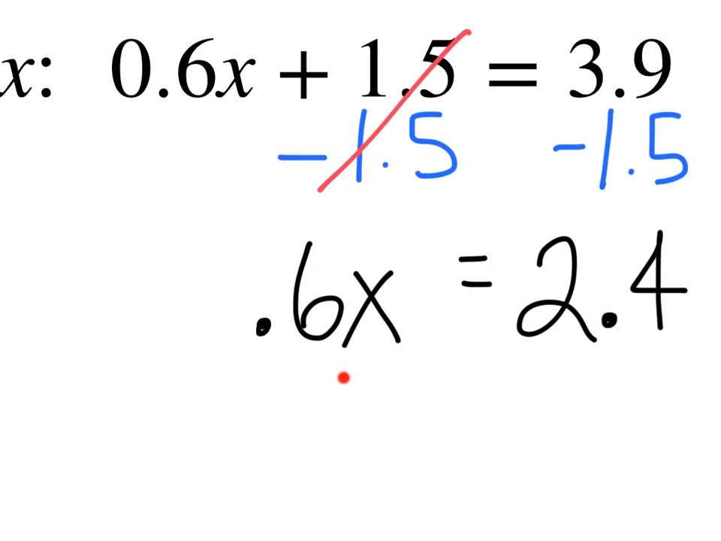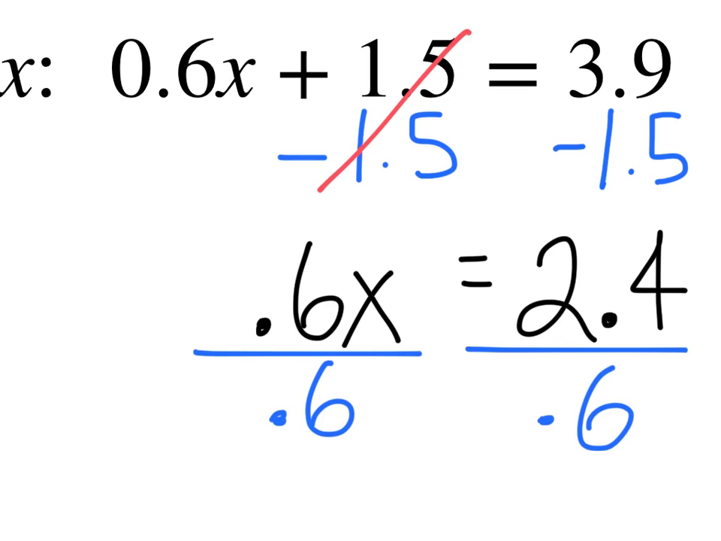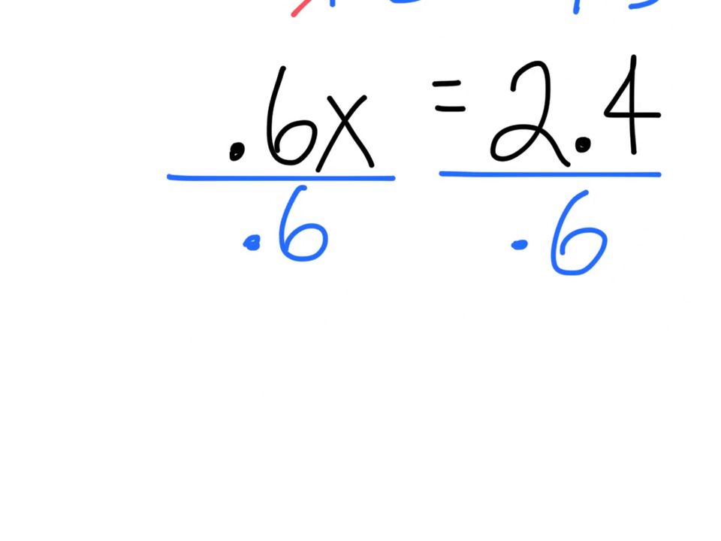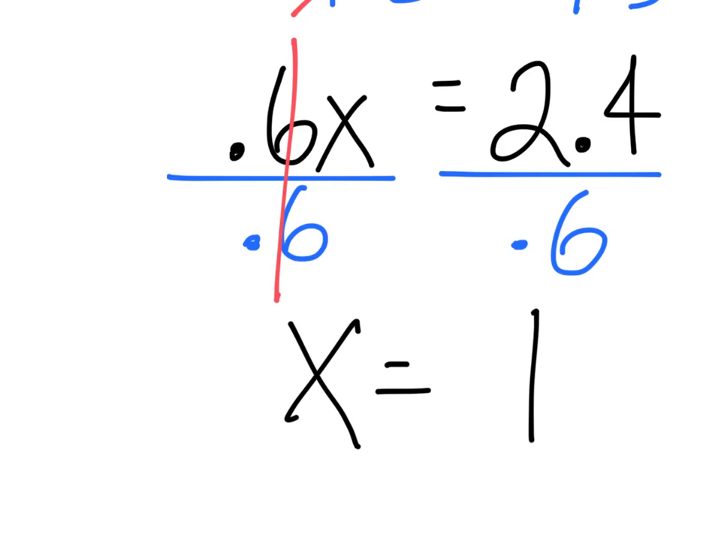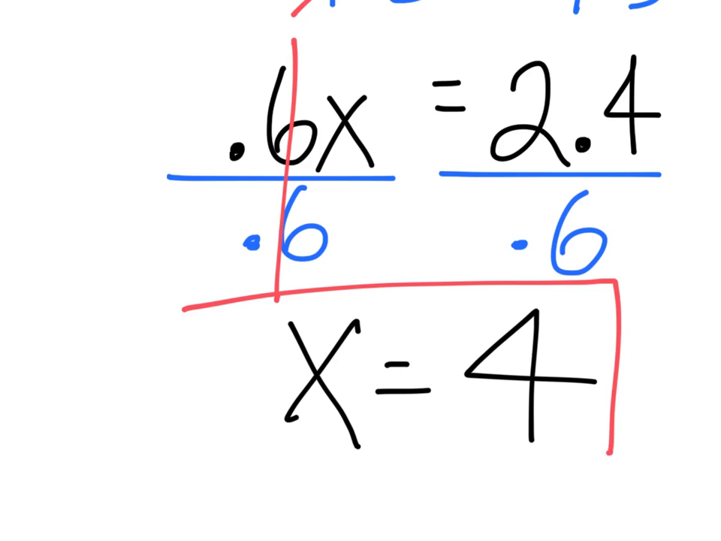This is gone. Now we've got to get rid of 0.6 because we need to get x by itself, right? We're solving for x, and I know that these are being multiplied. The opposite is division, and we're going to divide both sides by 0.6. The 0.6's cancel out, and now we're left with just x, and x equals 2.4 divided by 0.6. It's going to give us 4, and that is our answer.